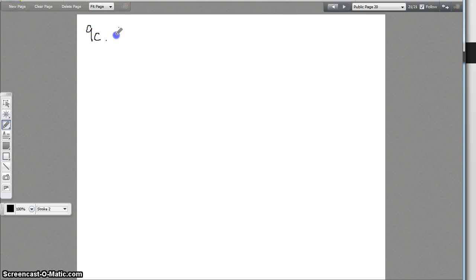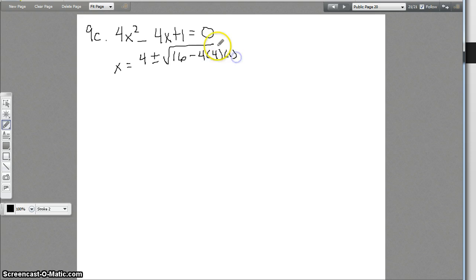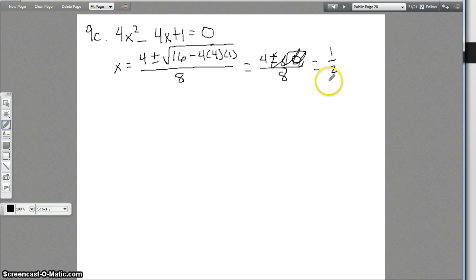So for number 9, part C, we have 4x squared minus 4x plus 1 equals 0. So our x will be equal to negative b, which is 4, plus or minus the square root of b squared, which is 16, minus 4 times a times c. All of that is over 2a, which is 8. So we have 4 plus or minus the square root of 16 minus 16 is 0, all over 8. Well, the square root of 0 is just 0, so we can just cross that off. So we have 4/8, that is 1/2. So we only have one possible value, and that value is 1/2.